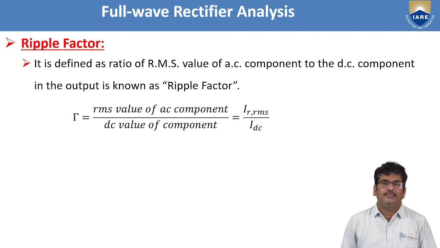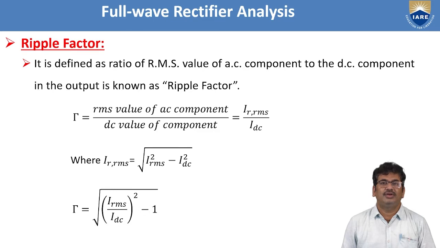The relation between IRMS and IDC: IRRMS is equivalent to square root of IRMS square minus IDC square. Substituting the IRRMS expression in the ripple factor expression, you get the ripple factor equal to square root of (IRMS divided by IDC) whole square minus (IDC by IDC) whole square. IDC gets cancelled, and you get minus 1. So the ripple factor expression is square root of (IRMS divided by IDC) whole square minus 1.